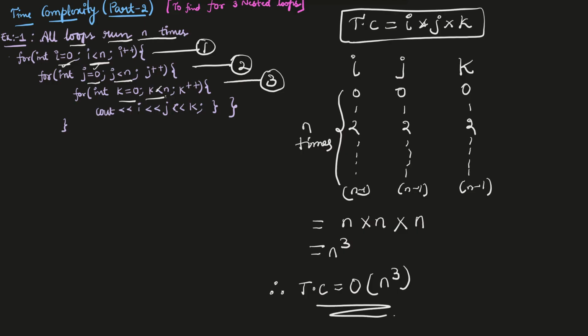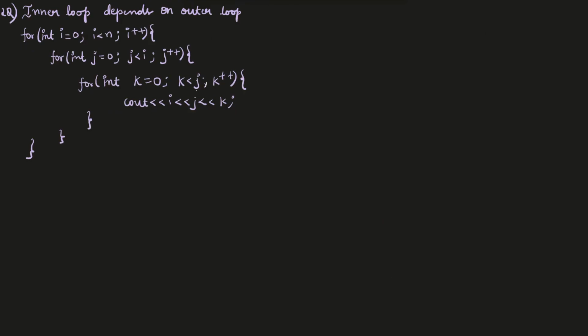Now let's go to the second example. The second example states that the inner loop depends on the outer loop. What is meant by dependency? See, the value of j depends on the value of i, which is the outer loop. For the value of i, this would be the inner loop, obviously. Now for these two, this would be their inner loop. So here the value of k depends on its j value.